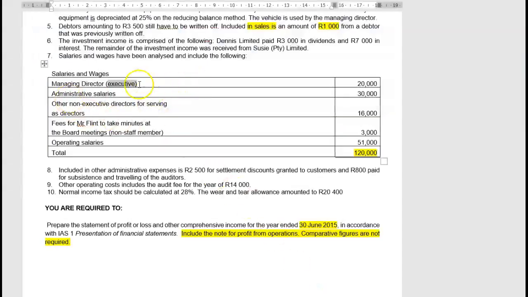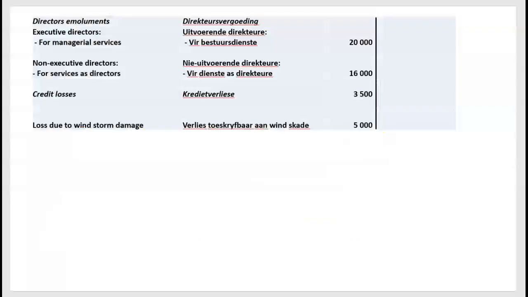Now, there are no other payments made to executive directors. For non-executive directors, the payment was made for serving as a director. So as directors, 16,000 Rand. So non-executive directors for services as directors, 16,000 Rand.